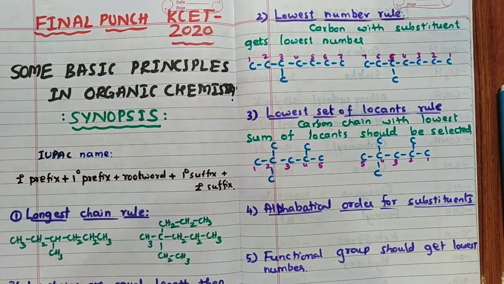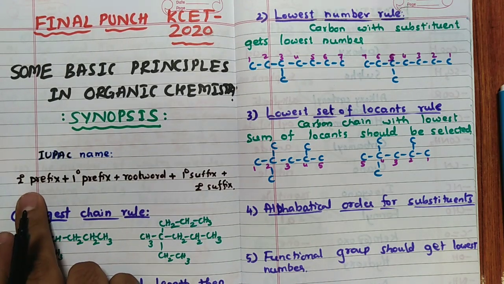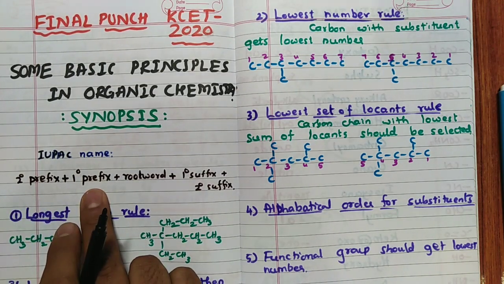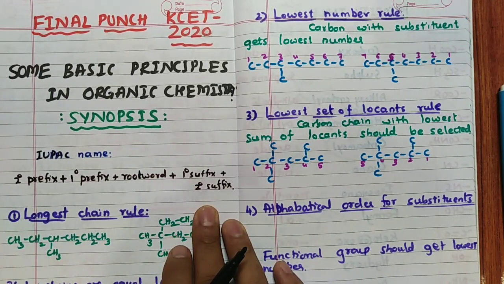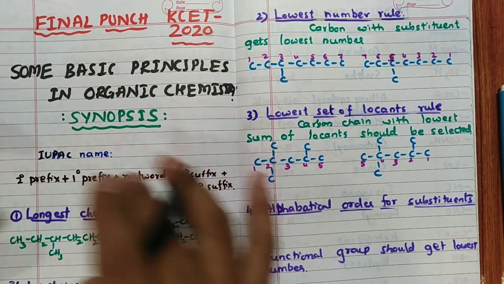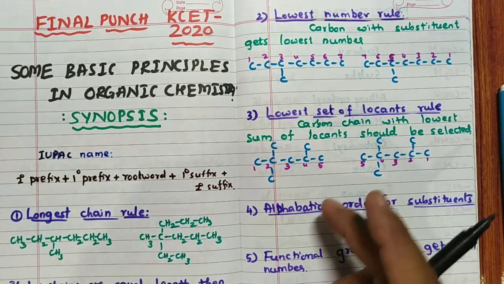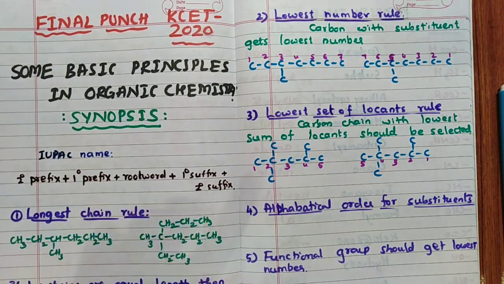IUPAC name, how to write? First you have to write the secondary prefix, then the primary prefix, root word, primary suffix, secondary suffix. This is the overall skeletal structure for an IUPAC name. That is prefix, root word, suffix. That is the important order.